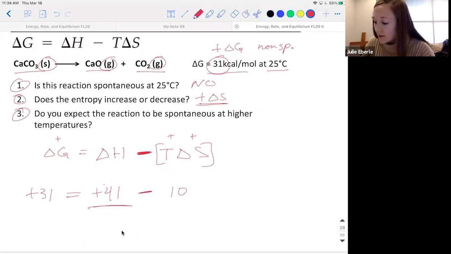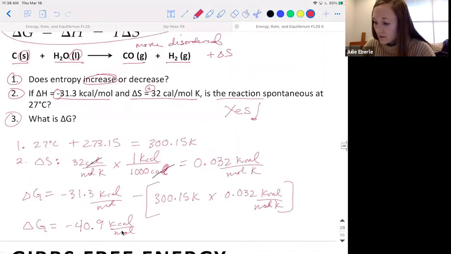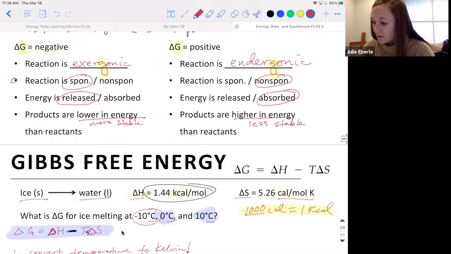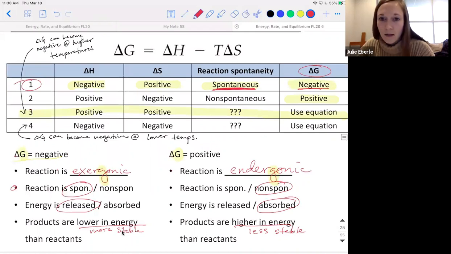Okay, so now what does this fit? We got positive and positive. Which row of the table does that correspond with? That's number 3, right? And remember what we wrote up here? We said it can become negative at higher temperatures.